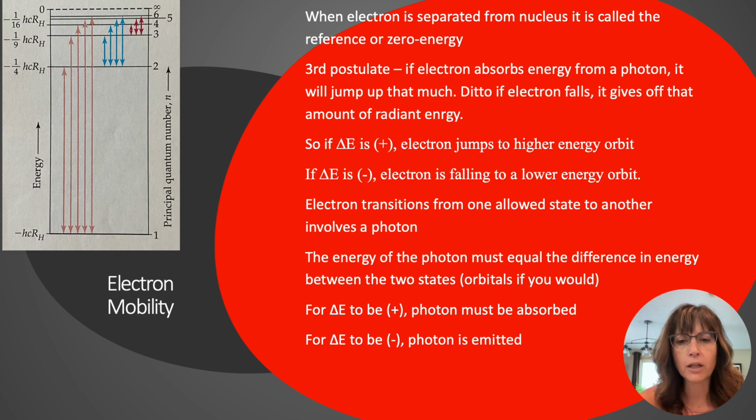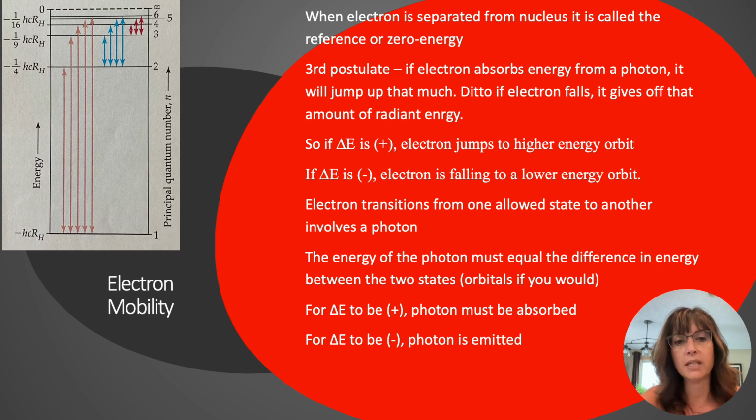Let me explain this a little bit further. This is the picture from the textbook. So down at the bottom is n equals 1. So we assume that the nucleus is below that. Look at how much energy it takes to go from 1 to 2. It's a huge jump. Then 2 to 3 is a little bit smaller, 3 to 4 is even smaller, and so on and so forth. Well, when an electron is separated from the nucleus, it is called the reference or zero energy.